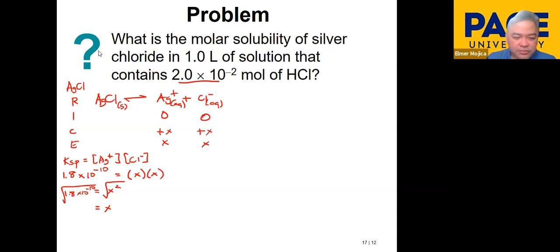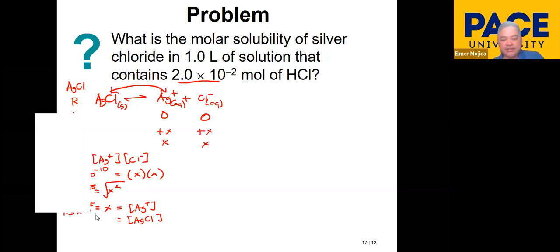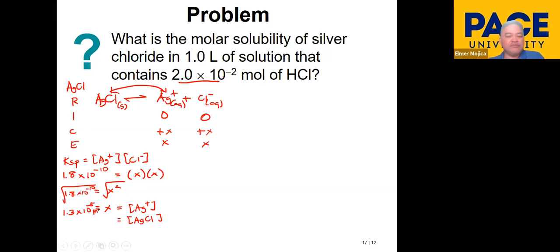What's the X here? Square root of 1.8 times 10 to the negative 10. So that's 1.34, or 1.3 times 10 to the negative 5. And that is the concentration also of your silver ion, which is also the concentration of your silver chloride. Why? Because they have a 1:1 mole ratio. So that is in terms of molarity. I don't need to convert it to grams.